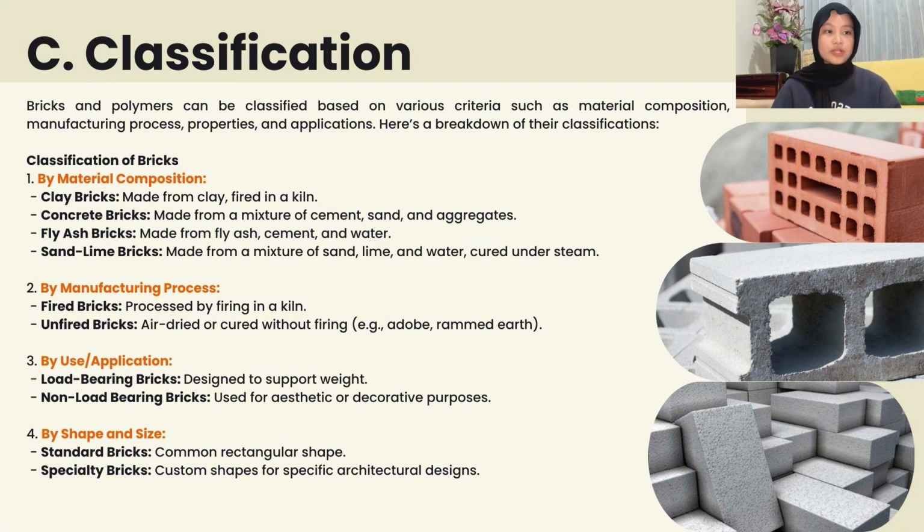Second section is by manufacturing process. There are 2 types of bricks, fired bricks and unfired bricks. Fired bricks are processed by firing in a kiln, and unfired bricks are bricks that are air dried or cured without firing. And third section is by use or applications. There are 2 types. The first type is load-bearing bricks. These bricks are designed to support weight. And the second is non-load bearing bricks. These bricks are used for aesthetic or decorative purposes. And the last section is by shape and size. There are 2 types of bricks here. First is standard bricks.